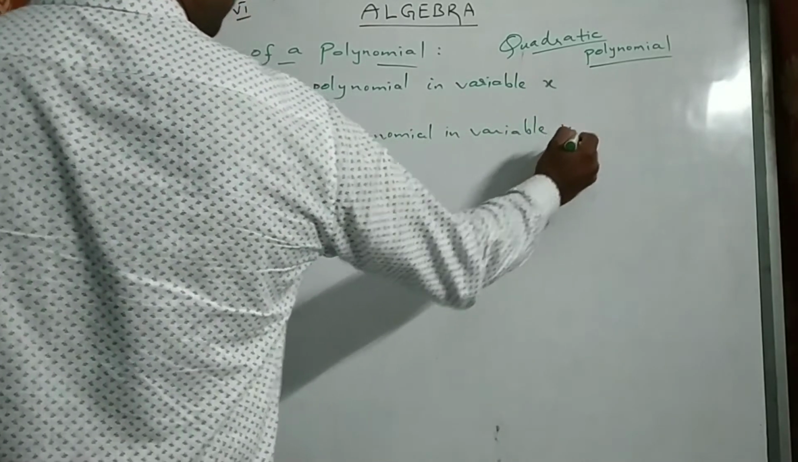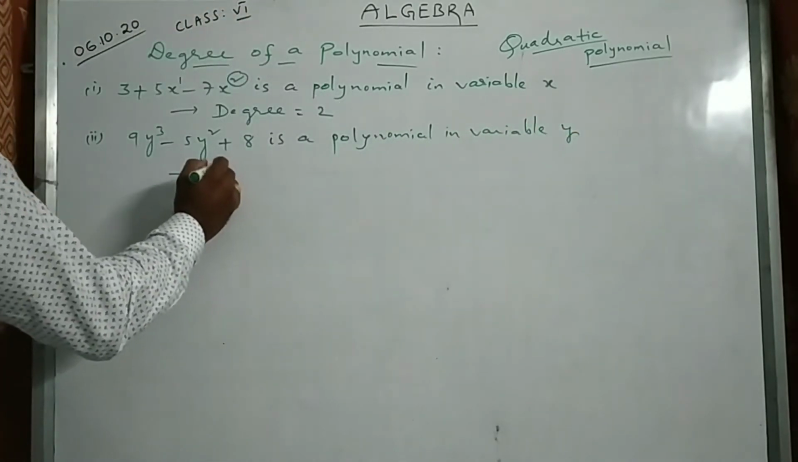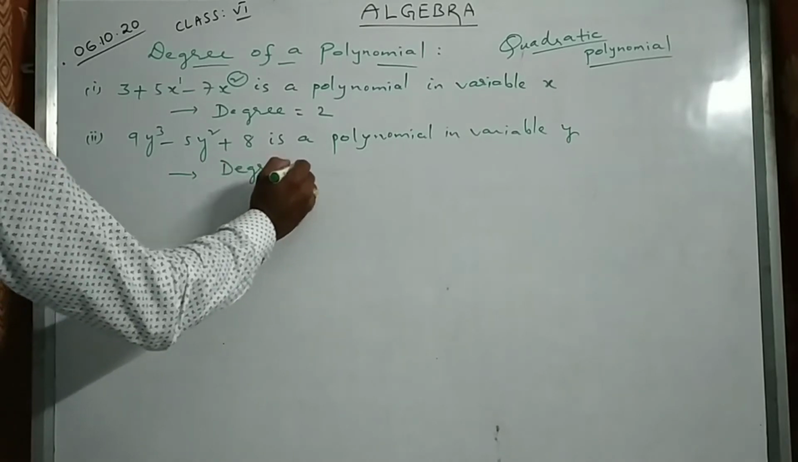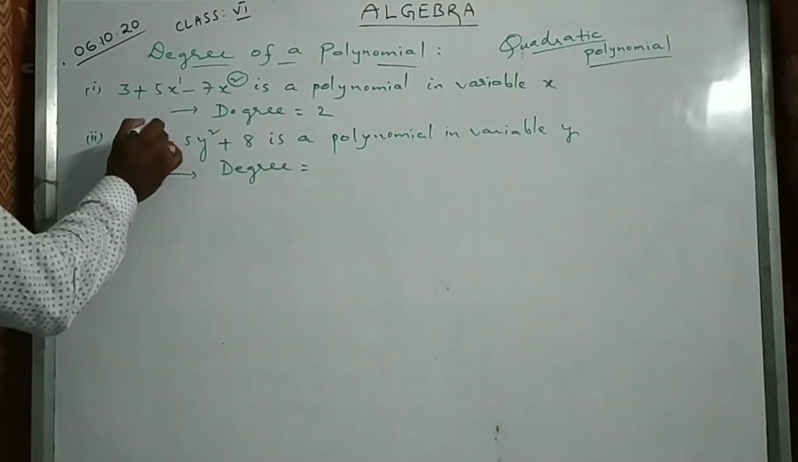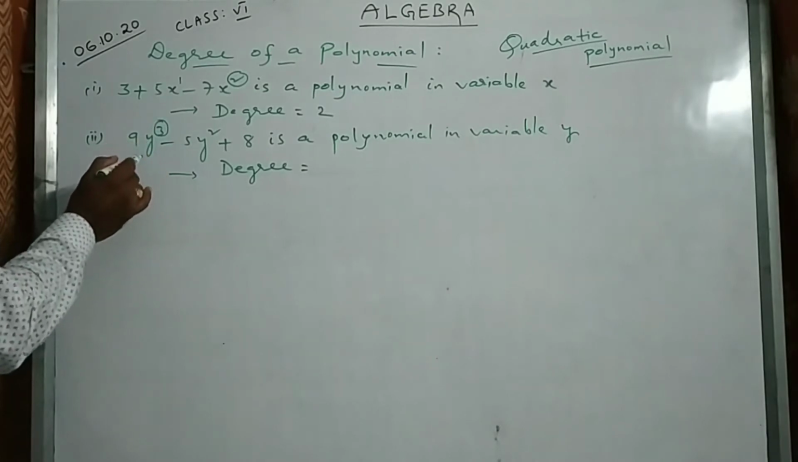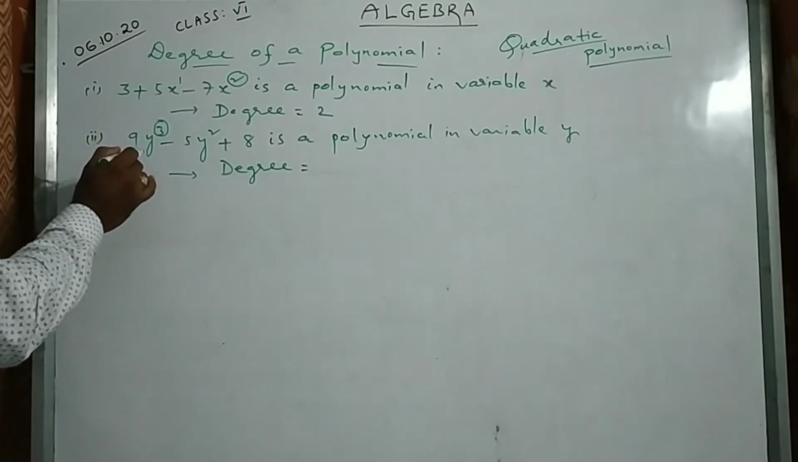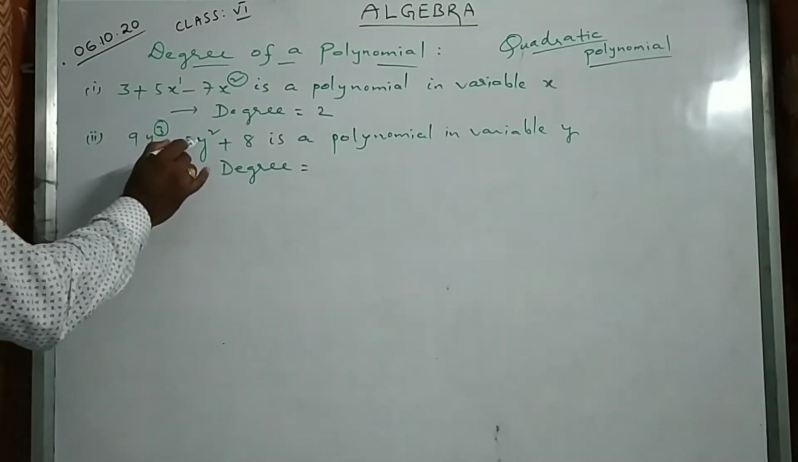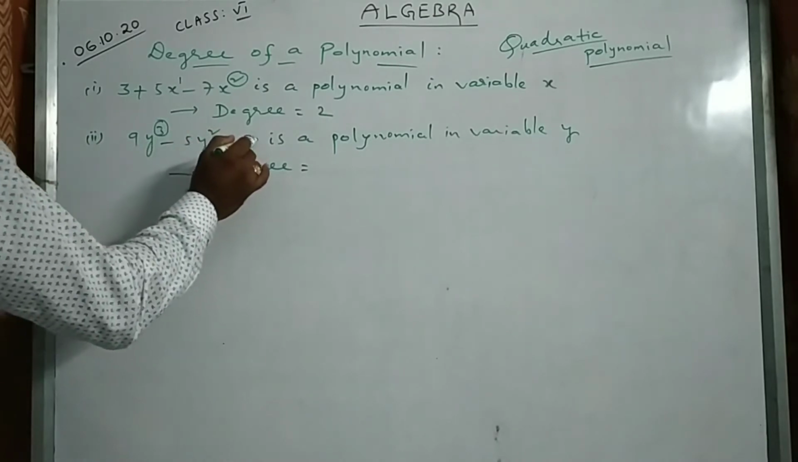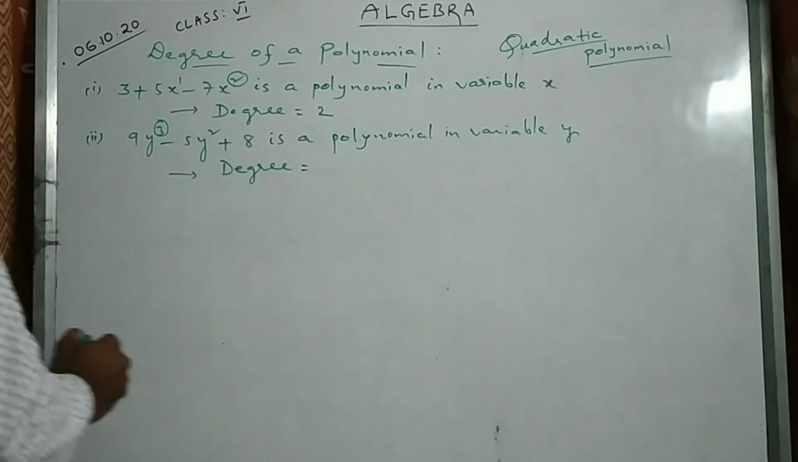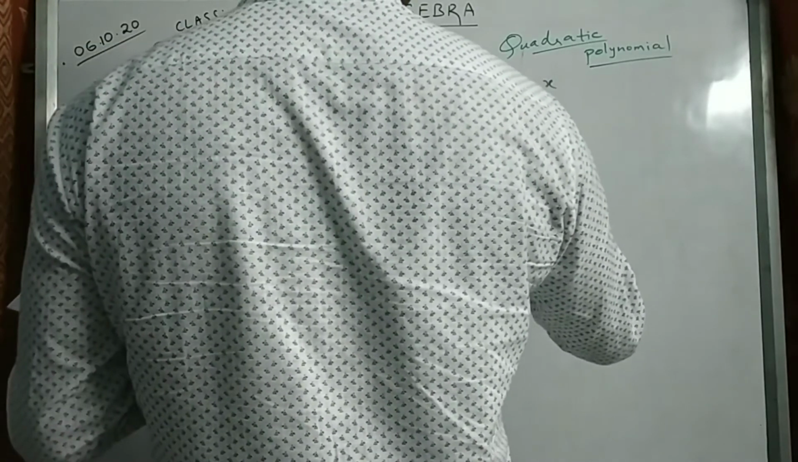So y. So what is the degree? We can say here, what is the highest power? 3. Here y power 3, here it is y power 2, here y power 0. So the degree of a constant term, we will say it as 0.